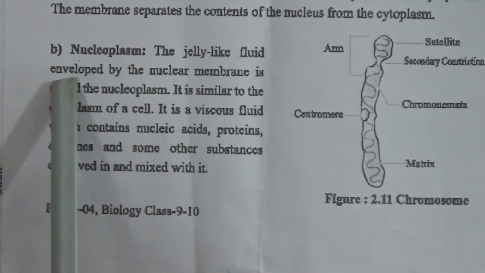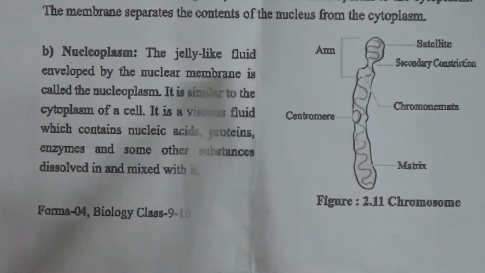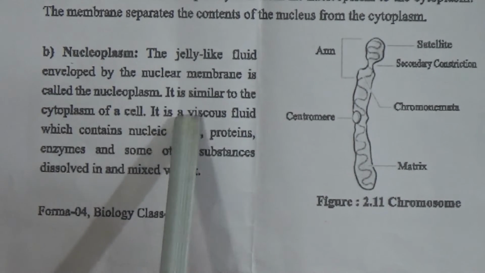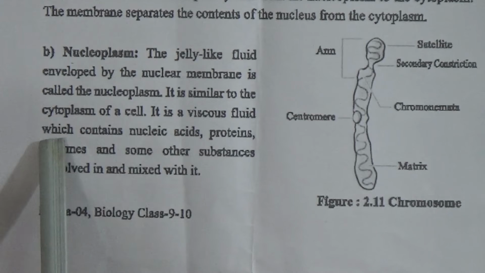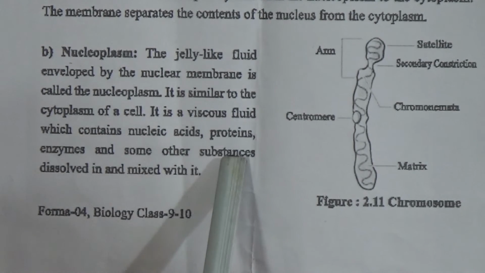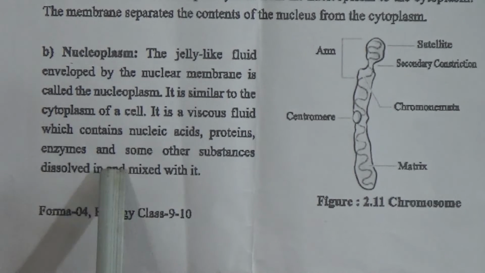Now nucleoplasm. The jelly-like fluid enveloped by the nuclear membrane is called the nucleoplasm. It is similar to the cytoplasm of a cell. It is a viscous fluid which contains nucleic acid, protein, enzymes and some other substances dissolved in and mixed with it.